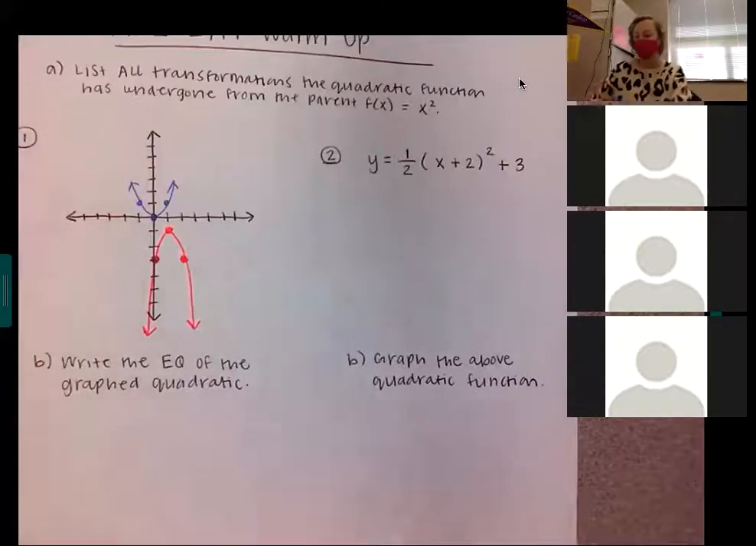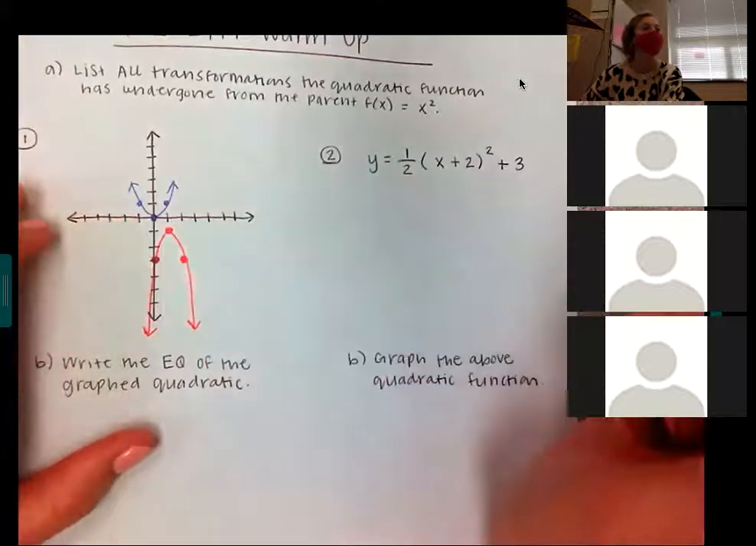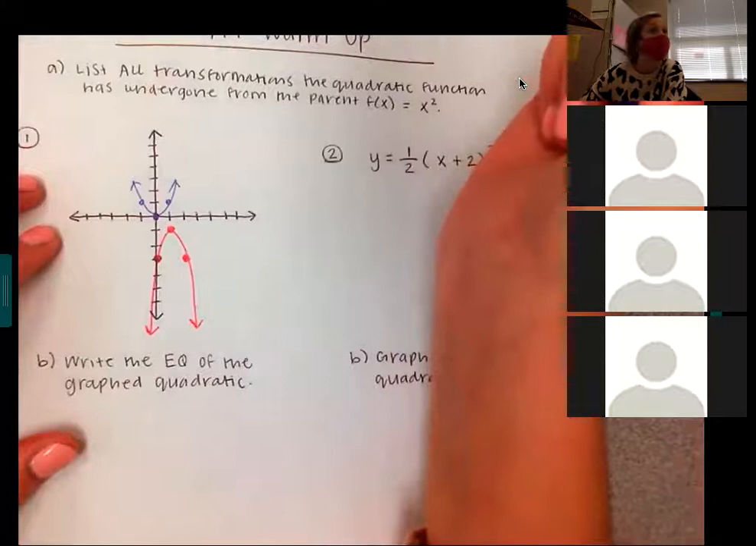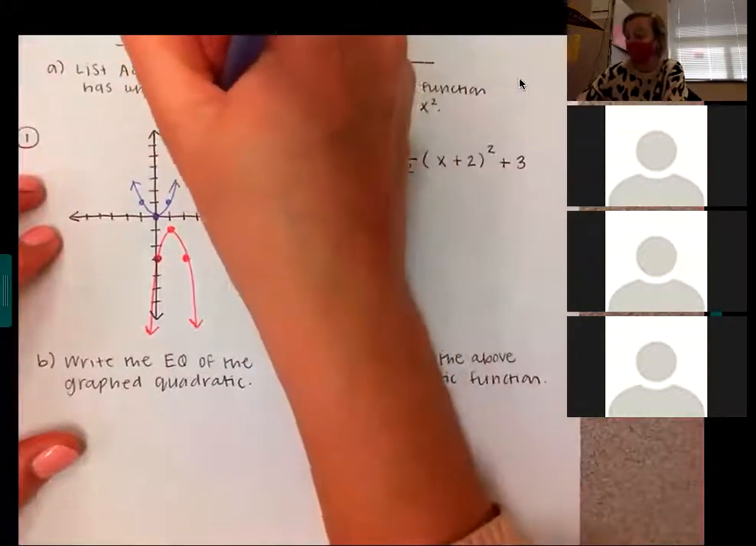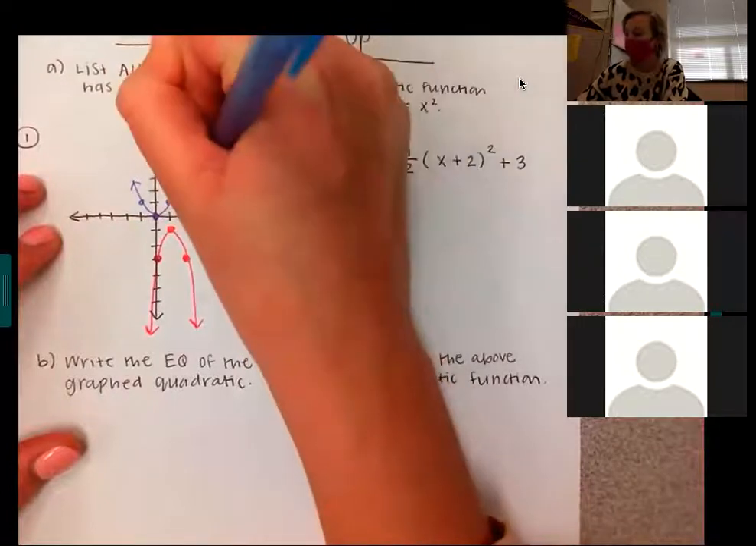So just to review, this is our parent quadratic. So how did we transform the red one? What kind of transformations happened? Right one. Oh, good. I heard right one, down one. Evan, what did you say? Vertical.